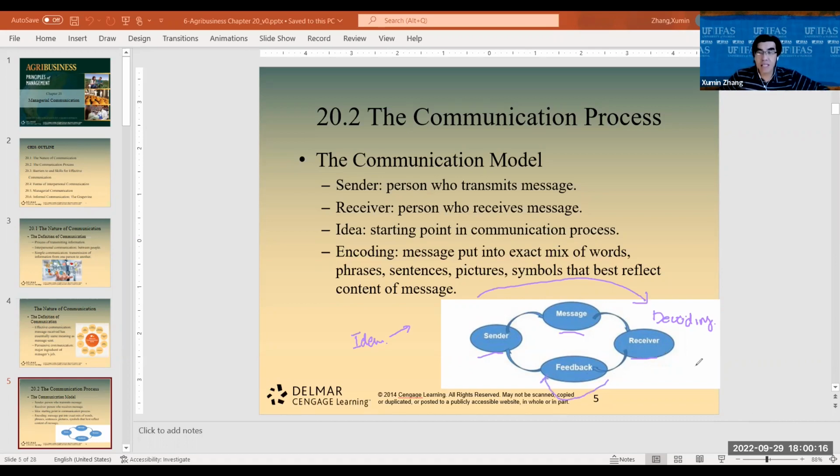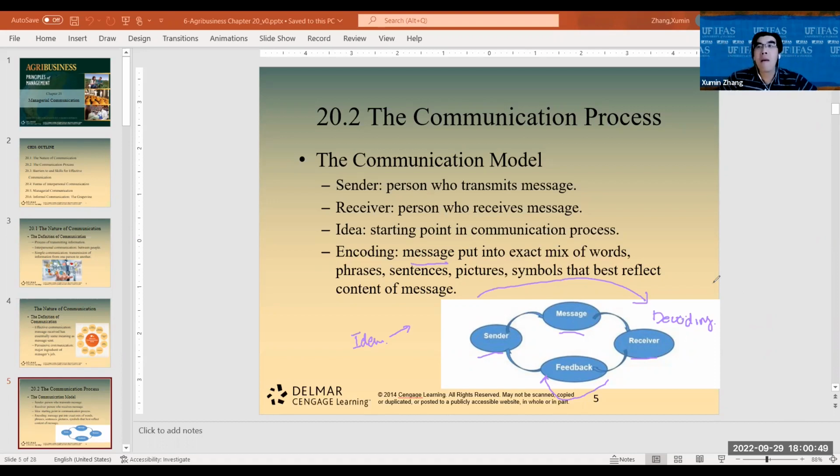But the feedback is also two ways. One way is the sender asks follow-up questions: you understand, right, what I mean? And then the receiver will give feedback, yes, clear, all right, or no, please say it again. You need to understand that this message could be a word, a sentence, or it could be a gesture, right, or even some signals.